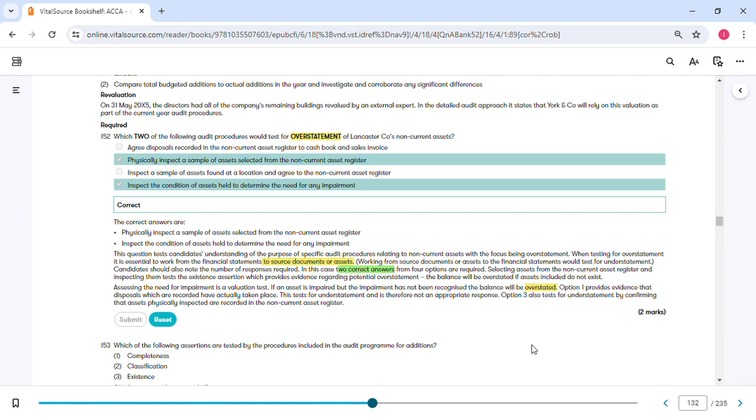We have to show the actual values, whether it exists or not. Actual values with respect to valuation. Whenever you are talking about overstatement, it is with respect to valuation. We should not show a higher value, nor should we show a lesser value. Is it clear?